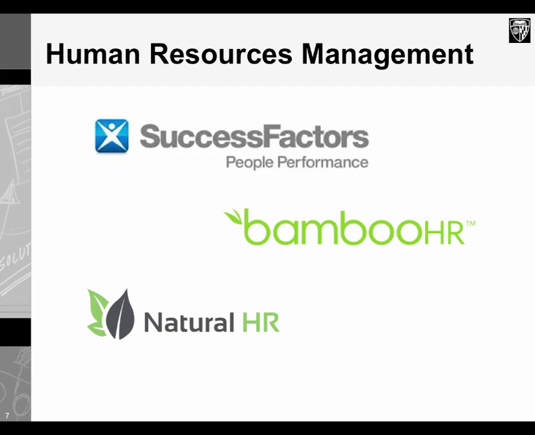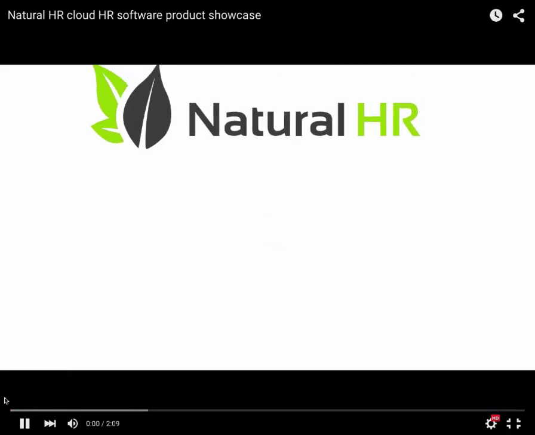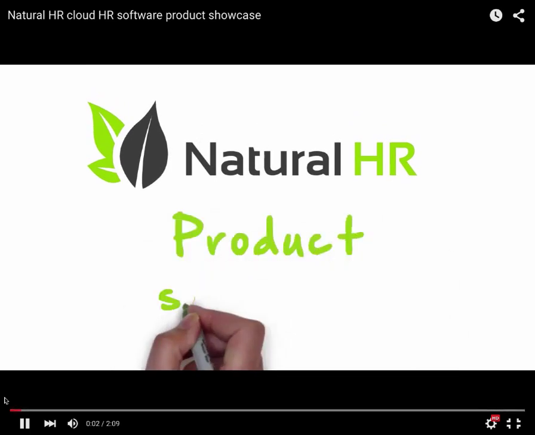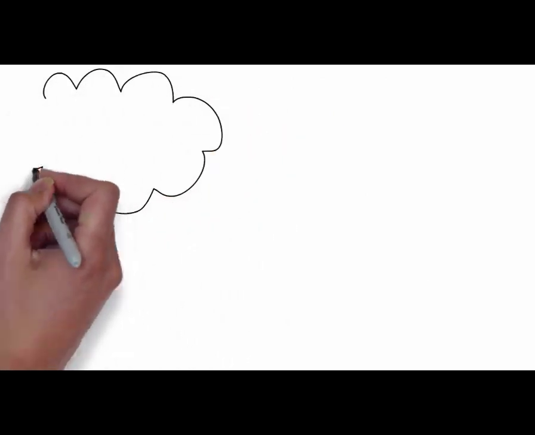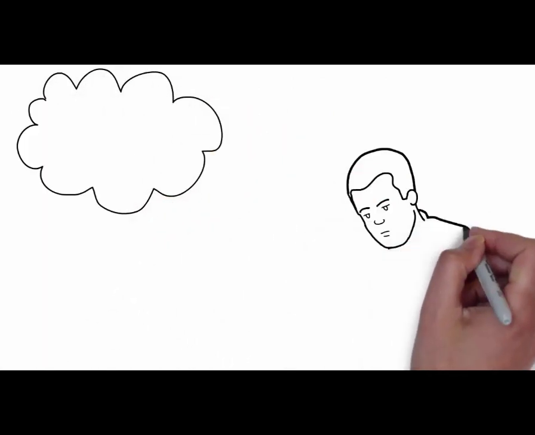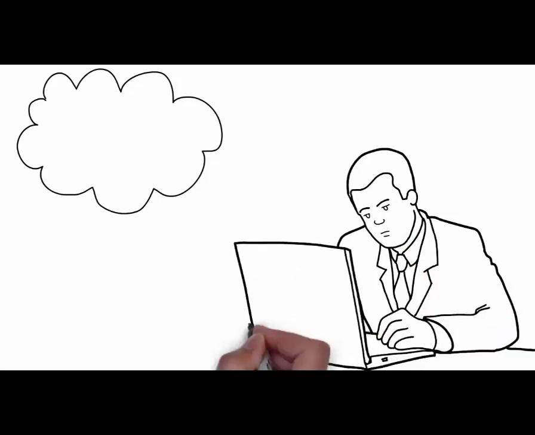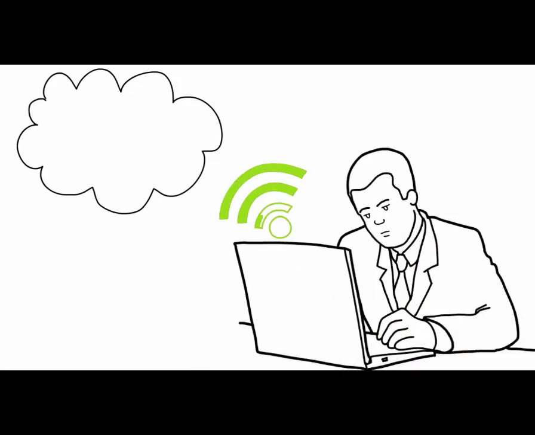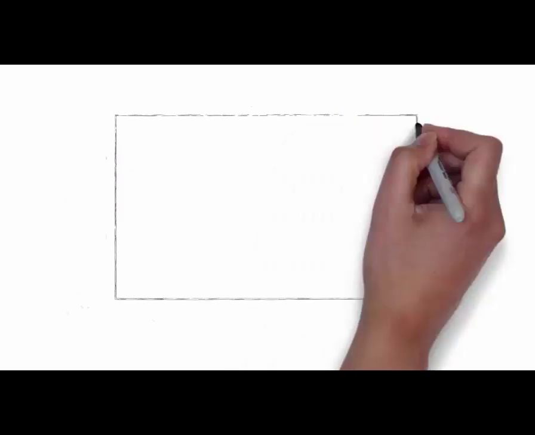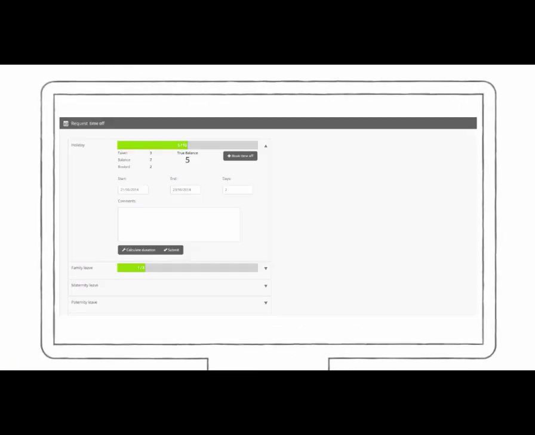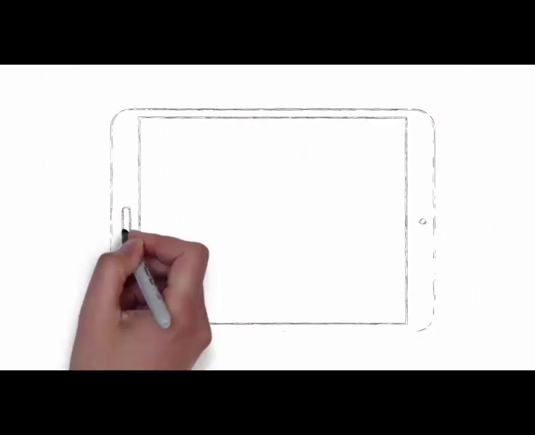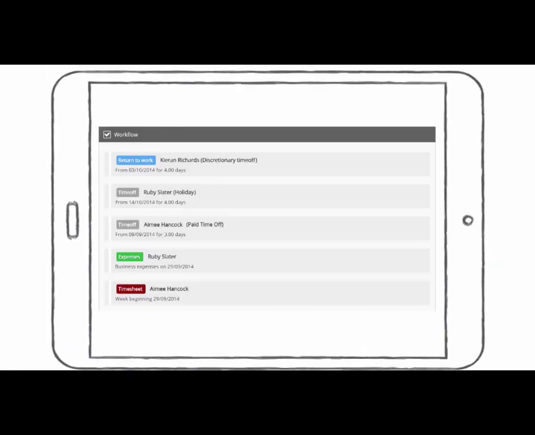Now let's look at Natural HR. Natural HR is secure, scalable, and simple cloud human resources management software with over 11,000 clients globally. Natural HR allows you to store all your employee information in one place. Your employees and managers can access and update their own information via self-service, with full approval workflow, including email notifications.